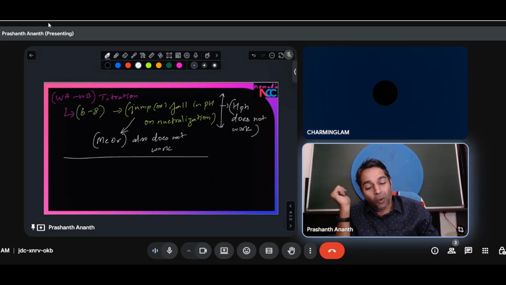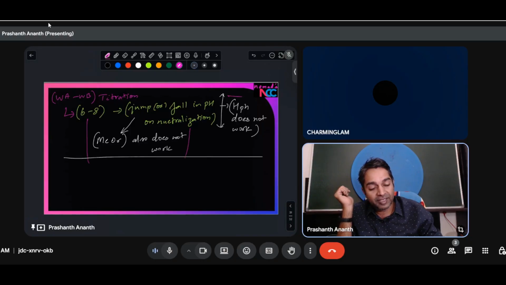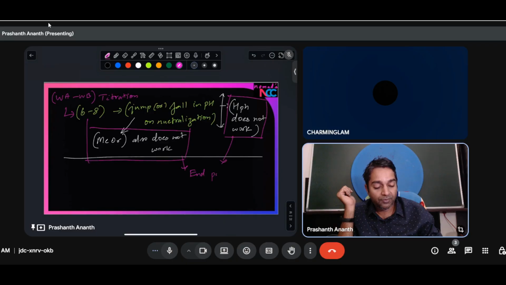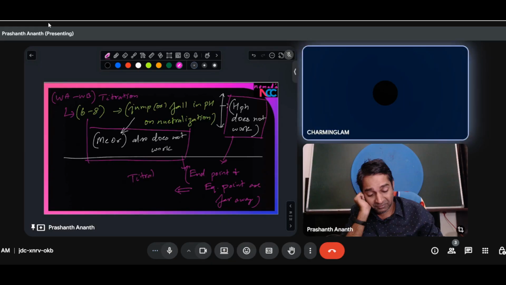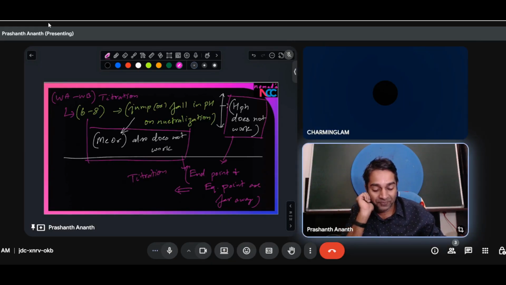So yes, what does "phenolphthalein does not work, methyl orange does not work" really mean over here? It basically means this end point and equivalence point are far away. That is literally what it means. It implies we have wasted time, the titration information is useless. Yes, that is literally what it means.